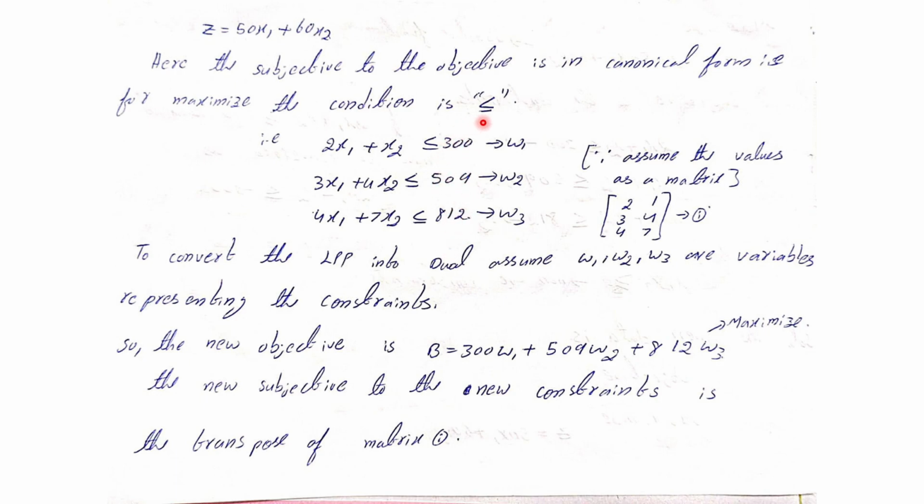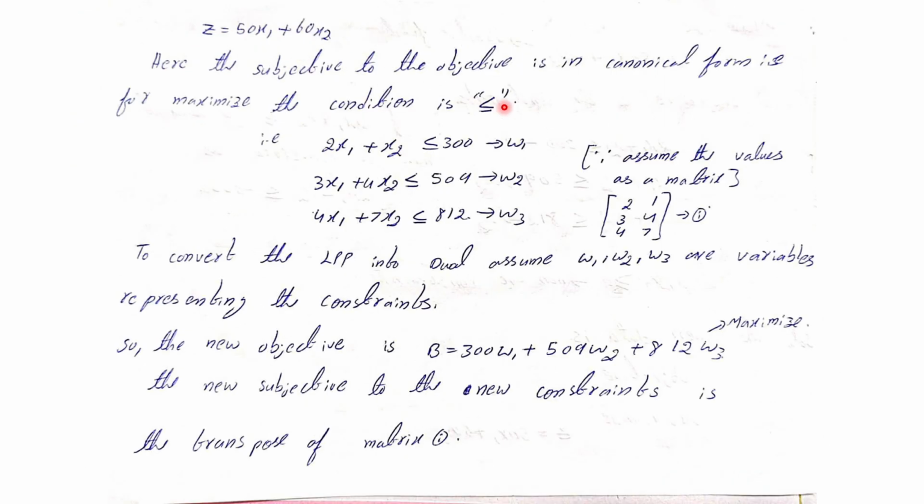These values are combined with the new constraints, that is W1, W2, W3, and form the new objective function like this. B equals 300 W1 plus 509 W2 plus 812 W3, and the new constraints are the transpose of the matrix. The new constraints for W1, W2, W3 are taken from the transpose of the matrix as here: 2W1 plus 3W2 plus 4W3.